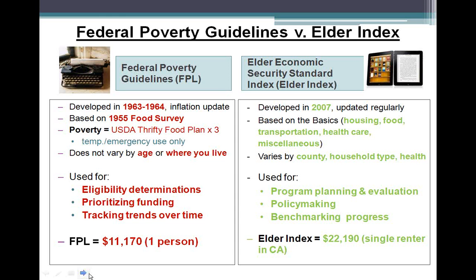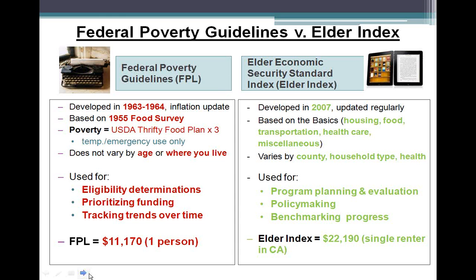In addition to varying by county, it also varies by household type. It's currently available for an older adult or an older adult living in a couple, and it also varies by health status, whether you're in poor, fair, or good health. The Elder Index is calculated and assumes that we are talking about an older adult who is 65 or older and retired. And it's been used for program planning and evaluation, policymaking, such as in the case of AB 138 as an example, as well as benchmarking progress towards economic security for older adults who are in need.